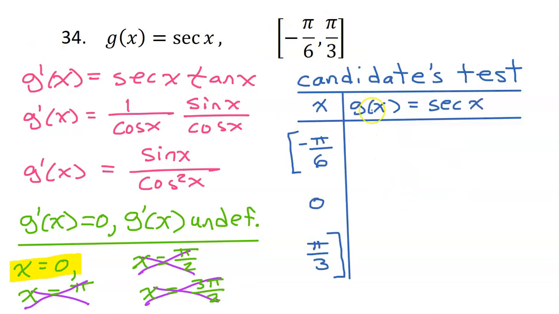I'm all set up for the candidates test. Make sure you label it with the words candidates test. I recommend that you put a bracket around the endpoints to show that these two endpoints are actually included. Sometimes they won't be. Now we need to evaluate g of x at each of these x values, and whatever is the highest value will be the absolute max, and the lowest value will be the absolute min.